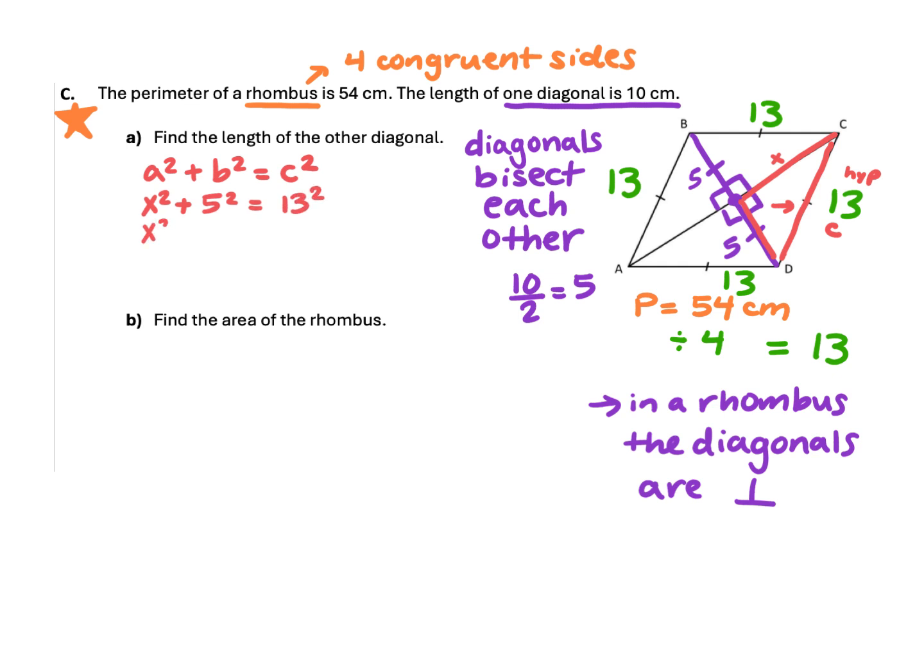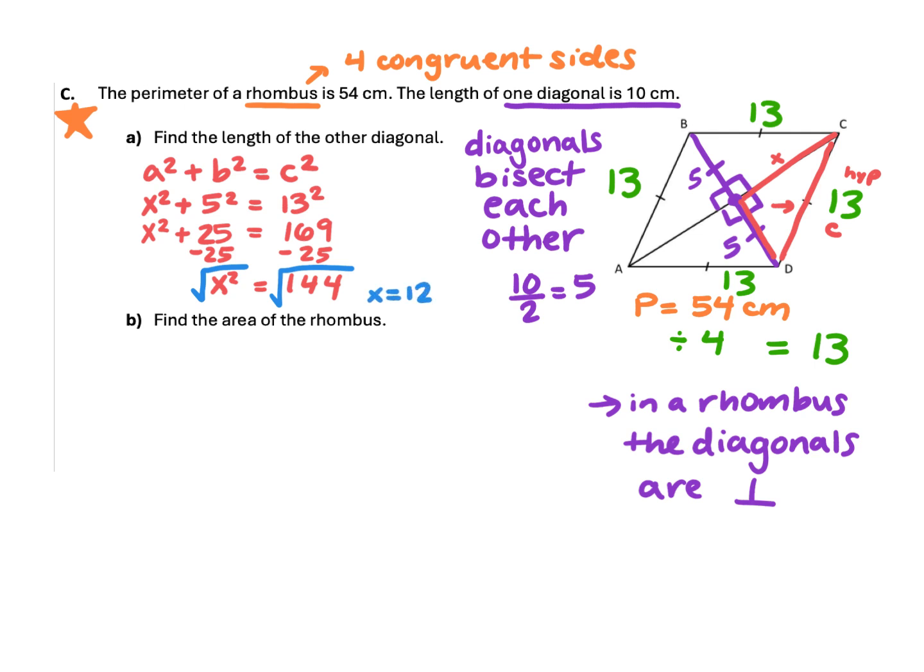Now let's just do our calculations. 5 squared is 25. 13 squared is 169. We'll subtract 25 from each side to get x squared equals 144. And now we can undo the squared by taking a square root. The square root of 144 is 12.